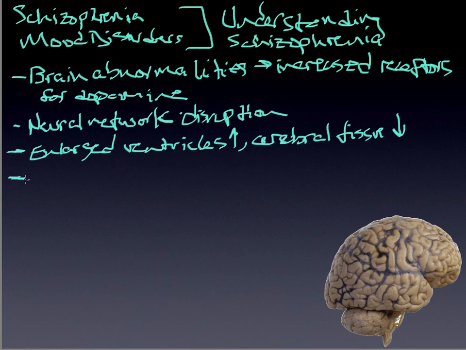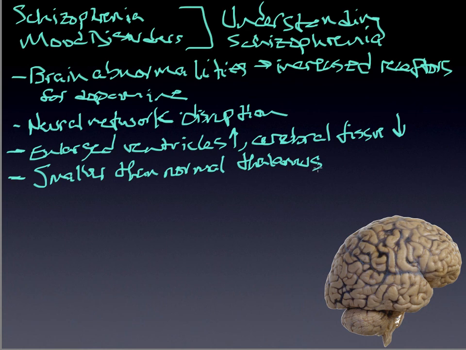Another one that's part of this is a smaller than normal thalamus. Now remember, the thalamus is the circuitry, the circuit board, if you will, of the brain itself. And so if this is smaller than normal, then it would make sense that that would have some connection to the integration of the neural network itself.